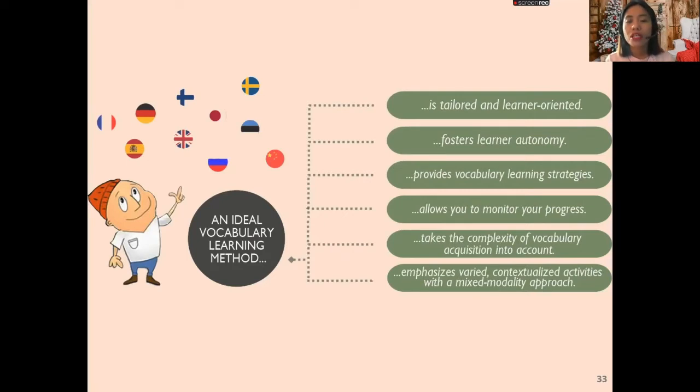So our method should embed or talk about a certain strategy that would allow our learners to learn the vocabulary. It should also monitor their progress. Of course, dapat we have that through practice or examination so that we would be able to know what is now their level, no? And then takes the complexity of vocabulary acquisition into account. So we also need to consider the complexity of vocabulary acquisition.